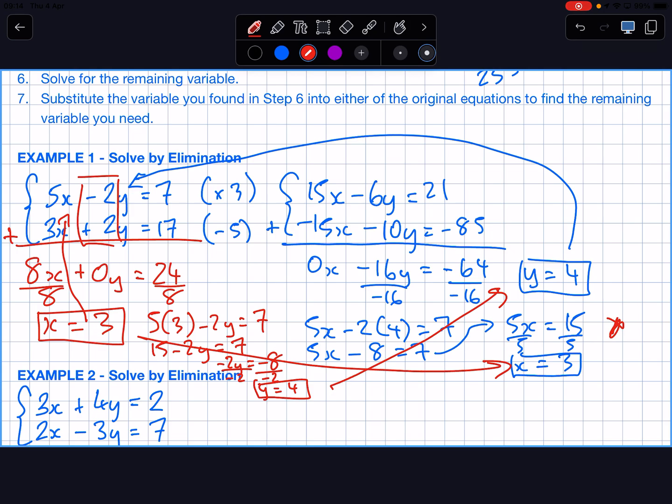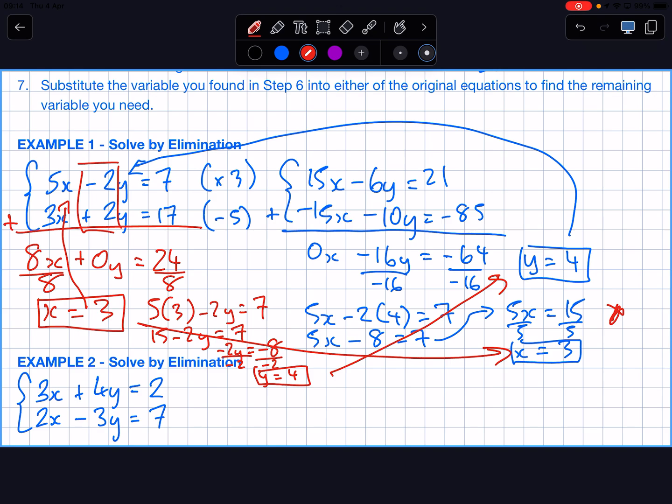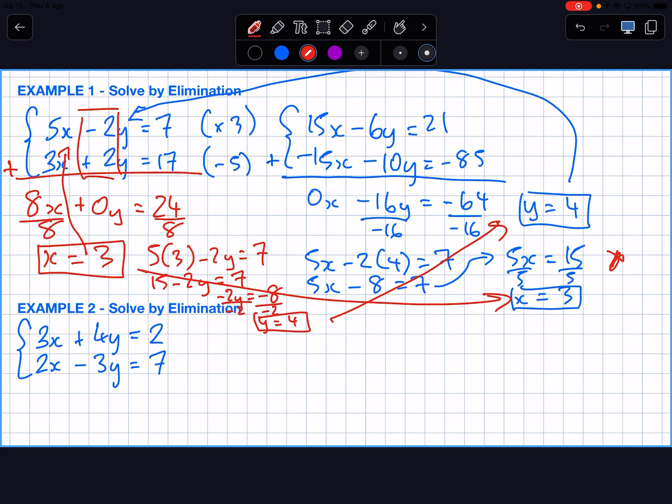Give me a minute and then I'll do this second one quickly. In that second one, I'll try to demonstrate how you should think about which coefficient to look at. Now let's look at example 2. Let's try those steps, but think about it first.